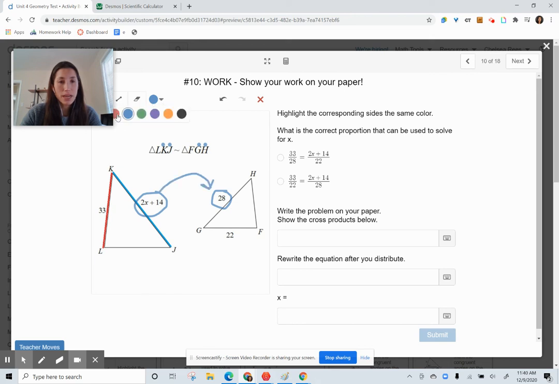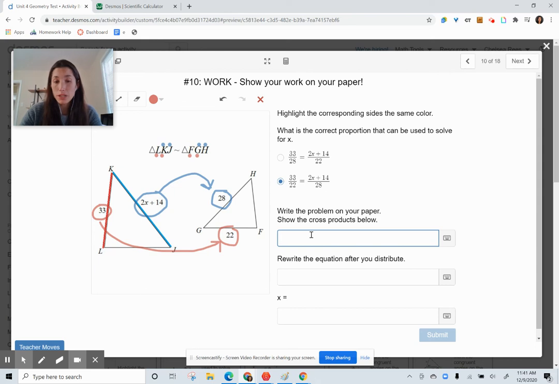And then my two red sides, we've got 33, which is KL, or LK, first and second letter, and FG is what that would match up with. So we've got the red sides here. If we look at the options for ratios, it looks like they are both starting with 33. So it'd be 33 over 22, those are the two red sides, equal to x plus 14 over 28.